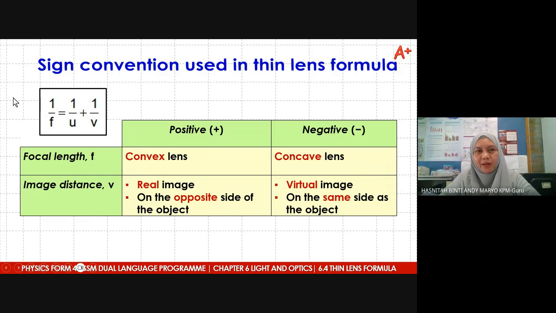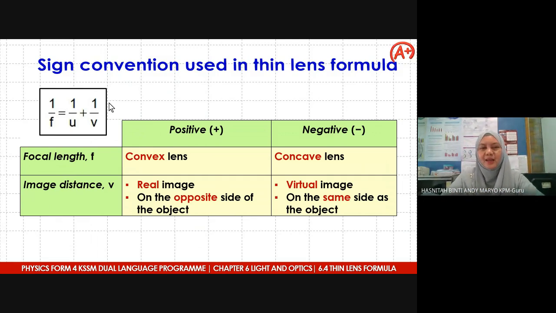Number 1, the thin lens formula is 1 over F equals 1 over U plus 1 over V. Please write what U is. U is object distance. What is V? V is image distance. And F is focal length. Again, in your workbook page 137, you can complete the thin lens formula together with the blank spaces for U, V, and F. U is object distance, V is image distance, and F is the focal length.